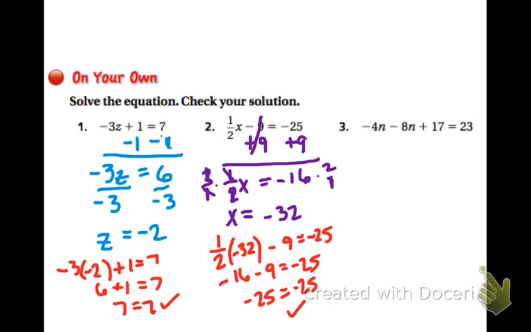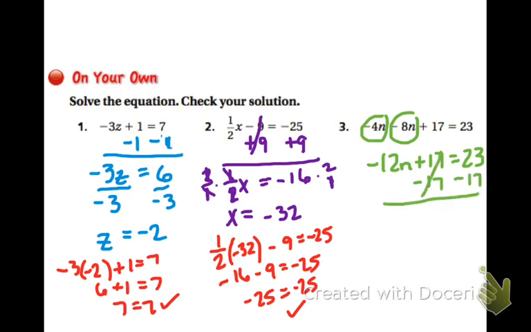Finally, I will combine some like terms here first. Negative 4 and negative 8 combine to negative 12n. Bring down the rest of the problem. So I will be subtracting 17 on both sides. 23 minus 17 is 6. When I divide by the negative 12, I get n is equal to negative 1/2.